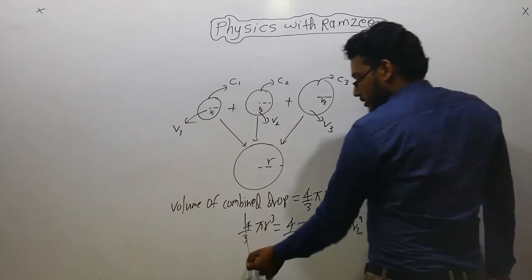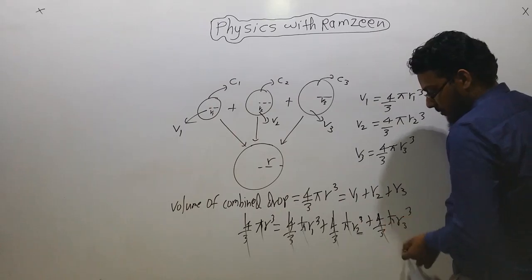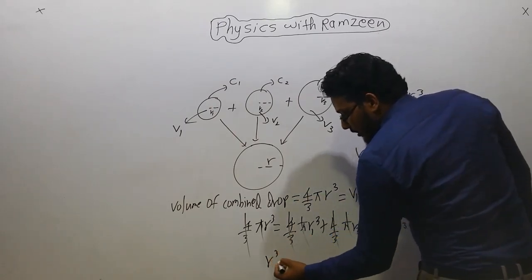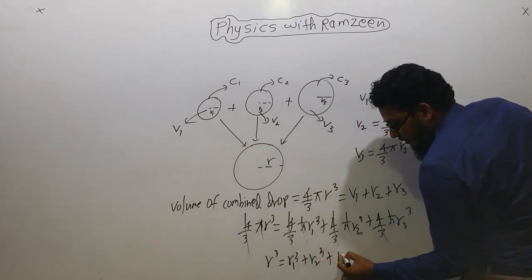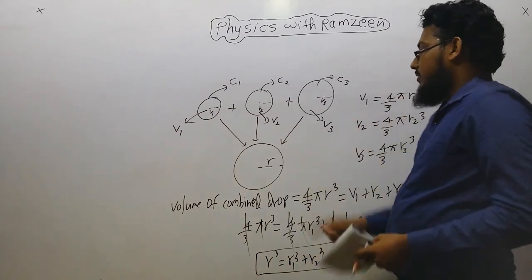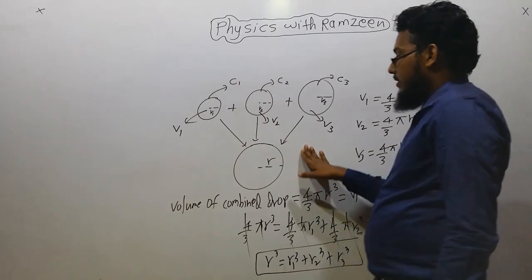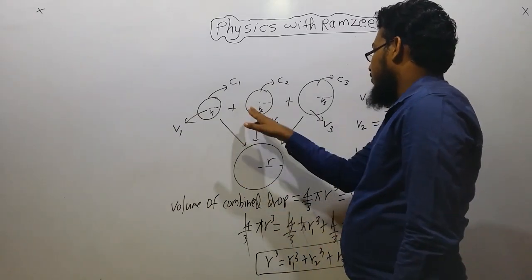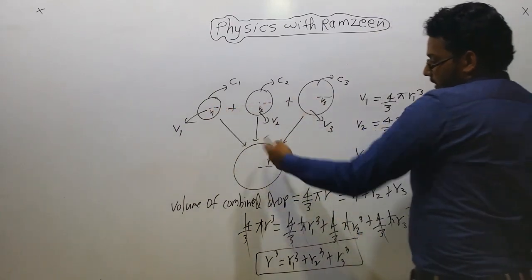Then I can remove 4 over 3 pi from the equation. Then finally we get R cube is equal to R1 cube plus R2 cube plus R3 cube. This is the final output. This comes from the addition of the volumes; the addition of each of the three volumes comes into the final drop.